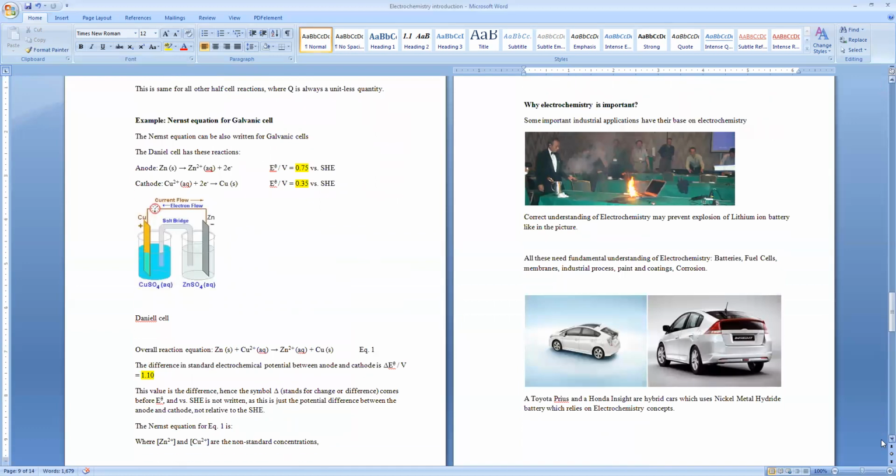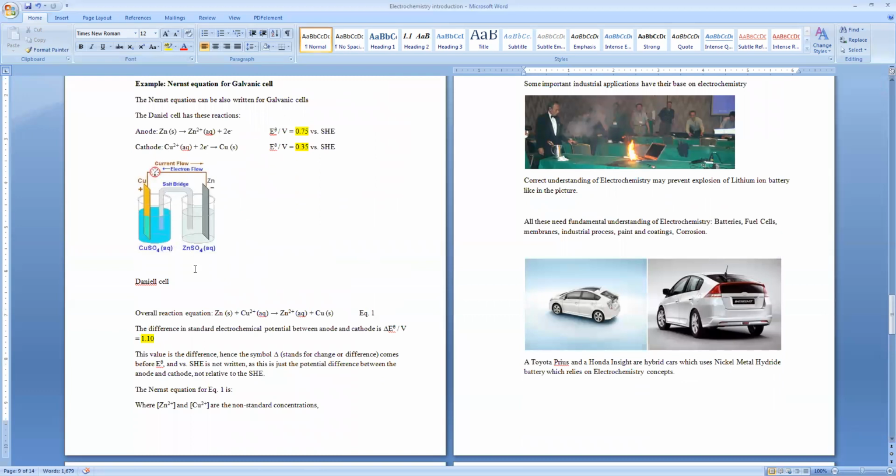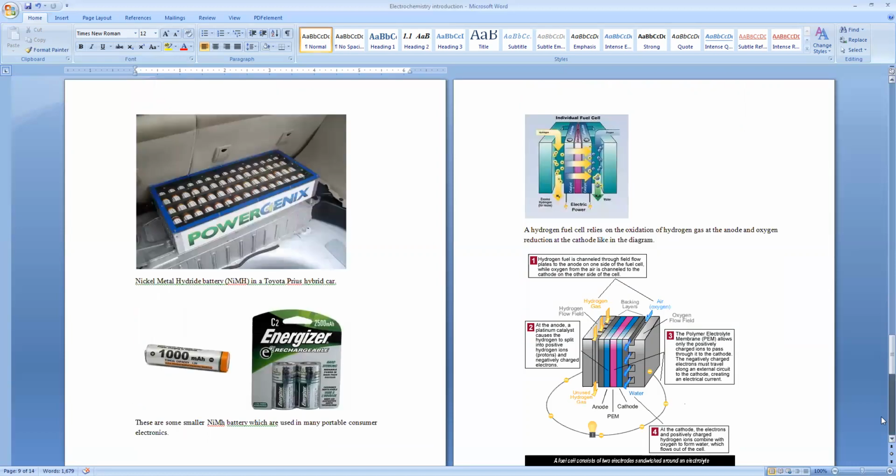So the Nernst equation for the Daniell cell is basically E equals E standard minus RT over 2F ln of zinc 2 plus divided by copper 2 plus ion. That is the Nernst equation for the Daniell cell. So the Nernst equation can be used to calculate the non-standard potential of a half cell reaction and also the non-standard potential of the full cell reaction, or the galvanic cell reaction. So that is basically the Nernst equation.